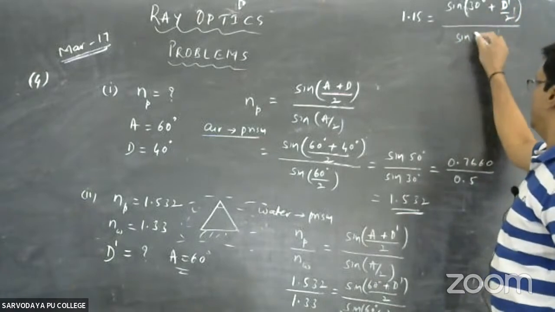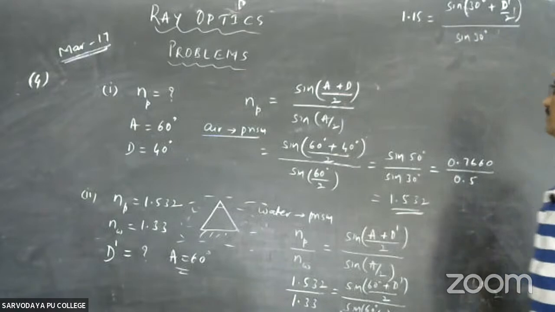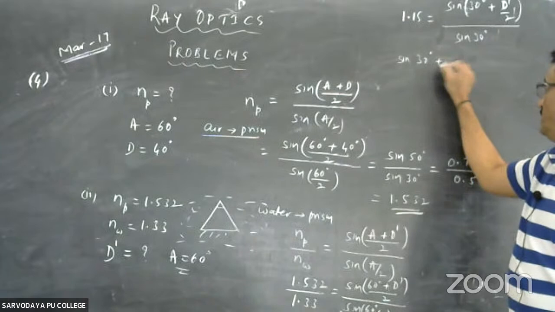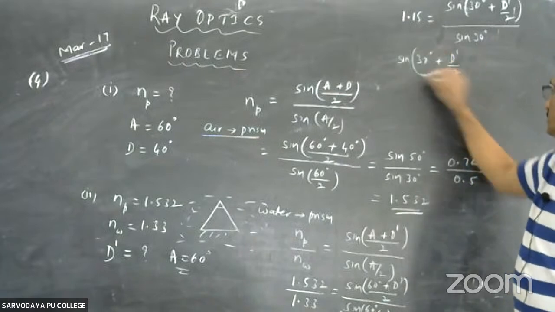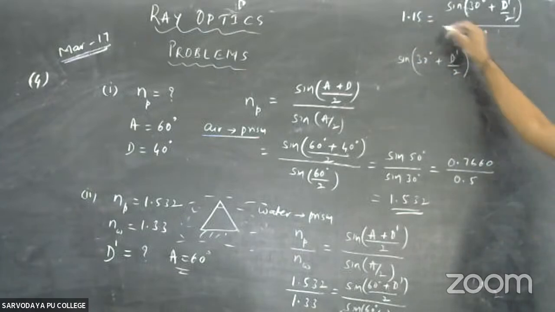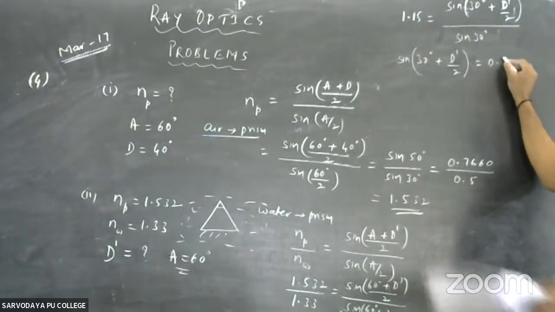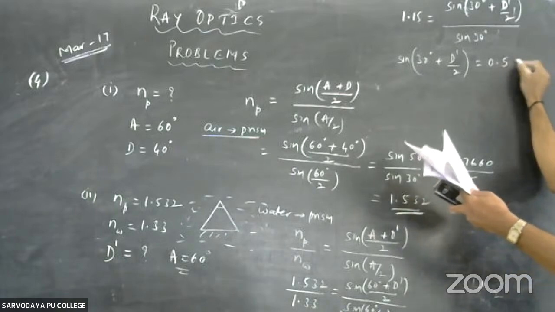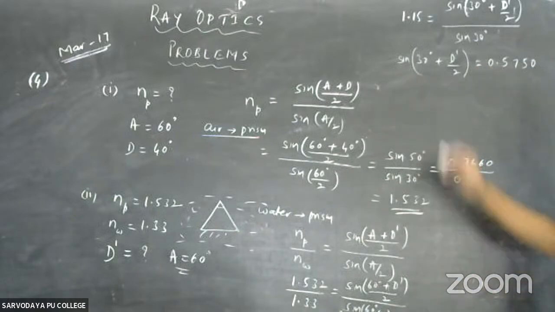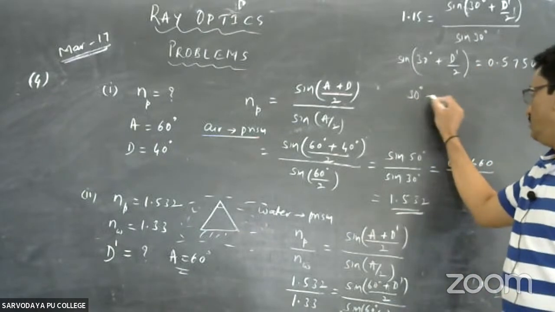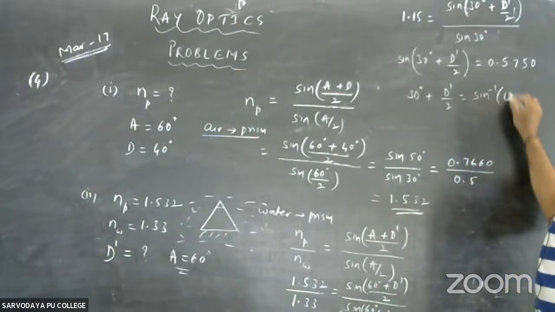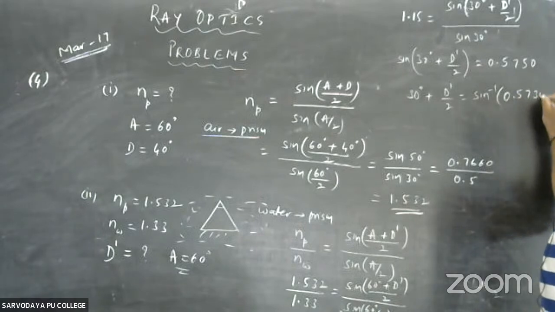Divided by sin 30. Therefore, sin 30 degree plus D dash by 2, 0.5 into this. Okay, and then it will be 0.2750. This is what we get. Therefore, 30 degree plus D dash by 2 comes out to be sin inverse of 0.5730.